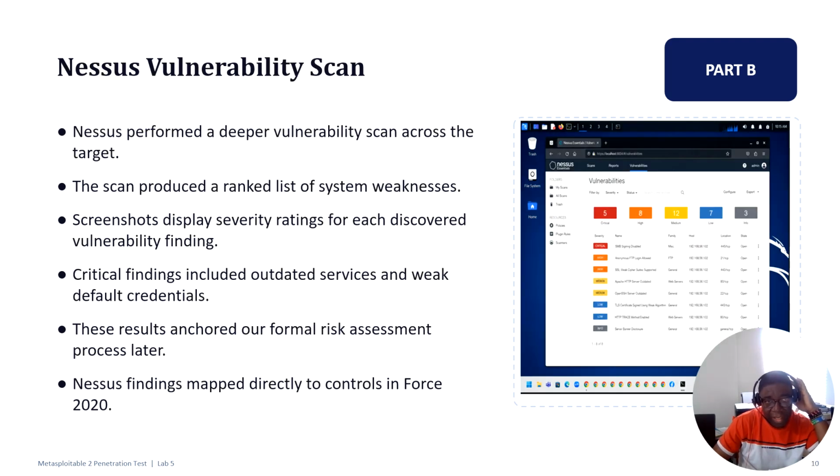Finally, I ran the new source scan to get a deeper, more comprehensive view of the system's vulnerabilities. Users produce a ranked list of weaknesses along with severity ratings, which you can see reflected in this screenshot. The most critical findings were outdated services and honestly some weak default credentials that really shouldn't have been left unchanged.